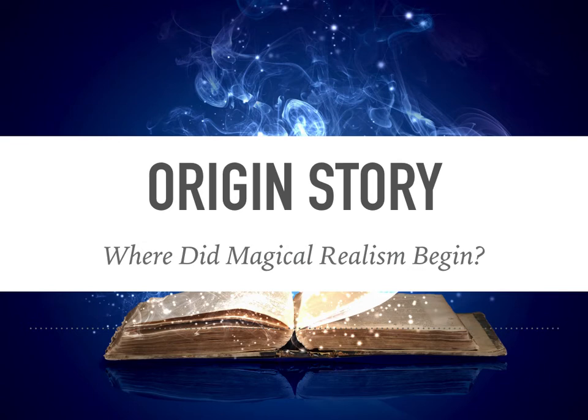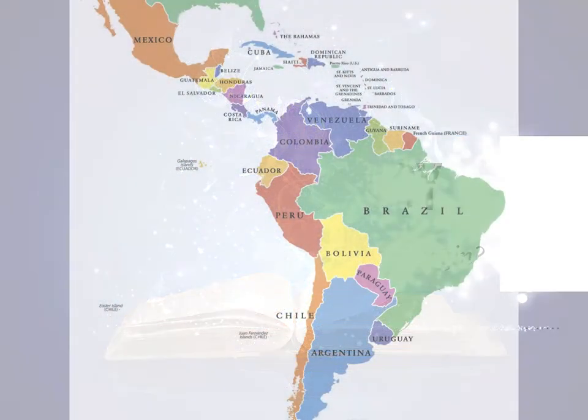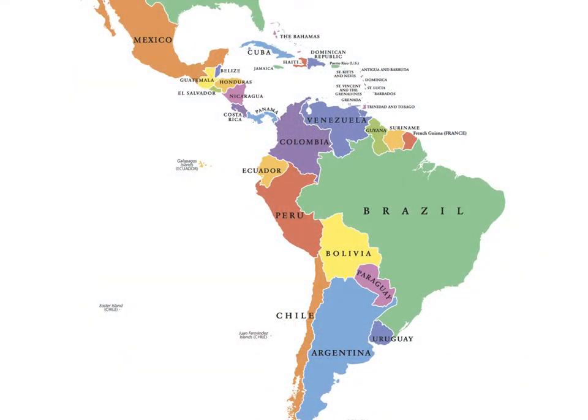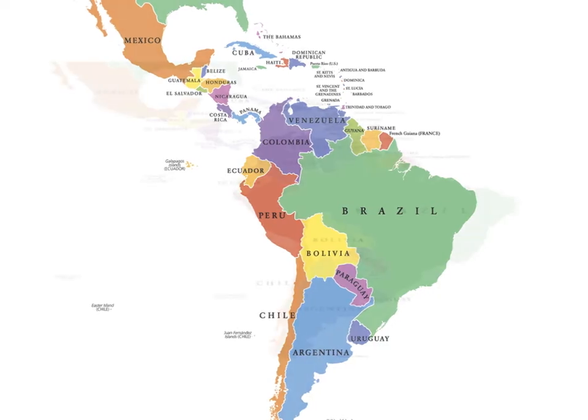So, where did magical realism begin? While magical realism has writers all over the globe, it is most synonymous with Latin America, with many authors connecting the seen and unseen worlds in their works, reflecting the acknowledgement of the unseen in their daily lives.